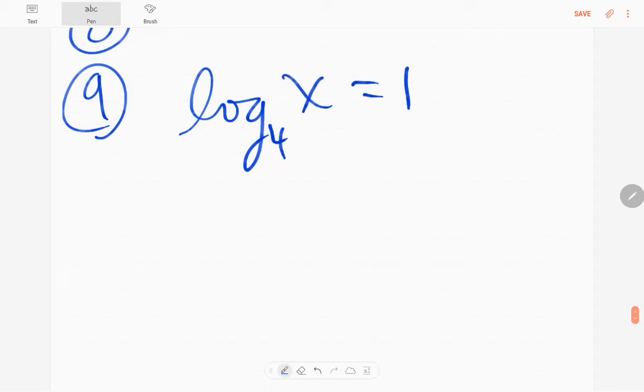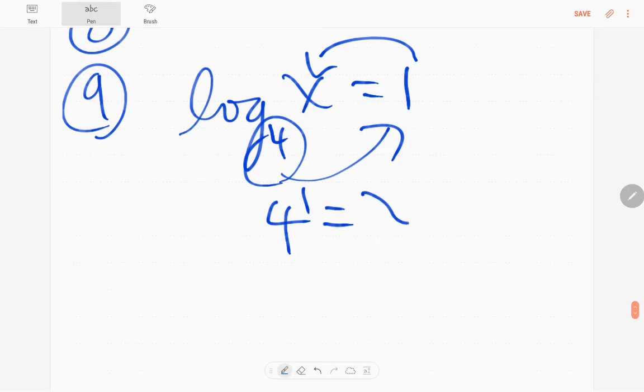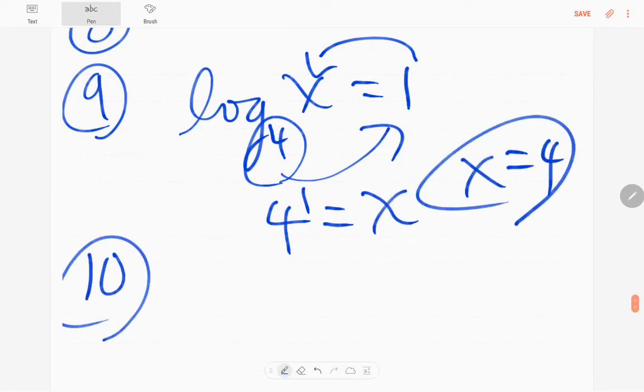This is our first log equation of the video. So anytime your equation is of the form log equals constant, change to exponential form. So start with the base, go in a circle, 4 raised to the first power is equal to x. So 4 is your answer. Number 10.